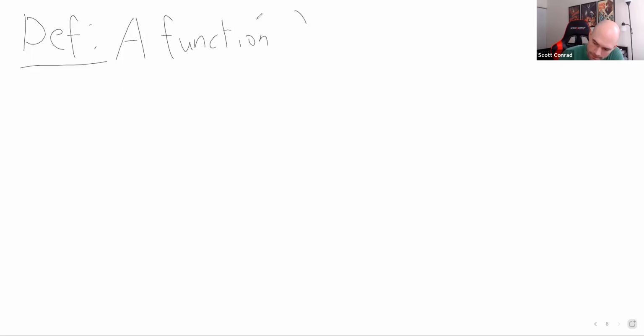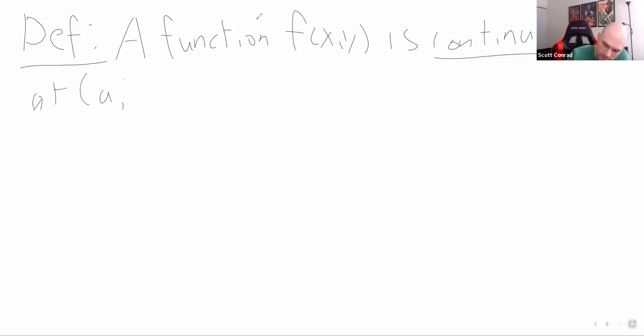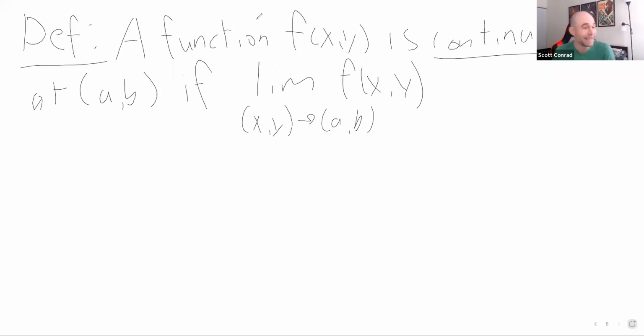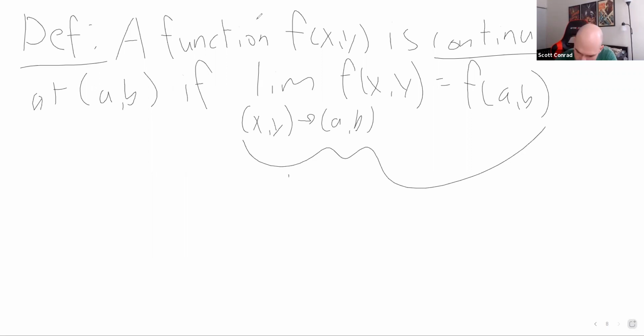So we say a function of two variables is continuous at a point A, B if the limit as we approach that point A, B of our function exists, and so the limit has to exist for you to be continuous, and it has to be equal to the value of the function at that point A, B. So you're continuous if the limit exists and it's equal to the value of the function at that point.